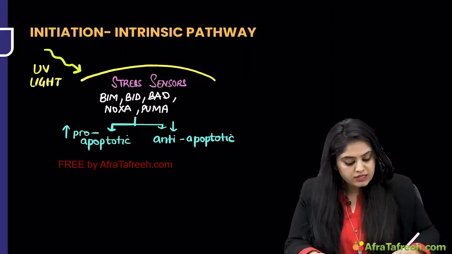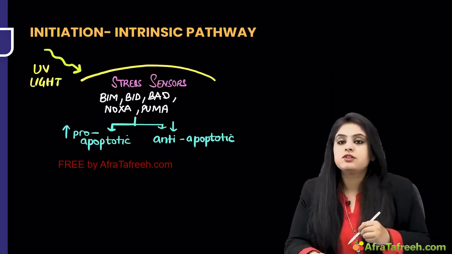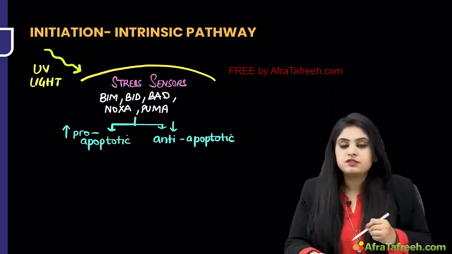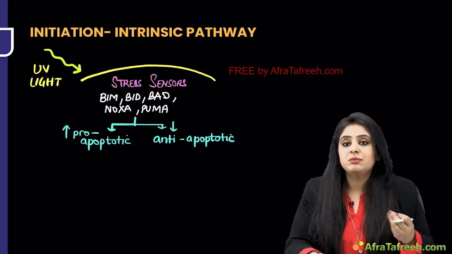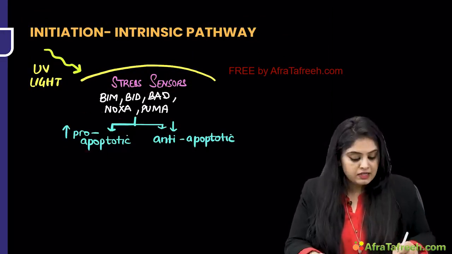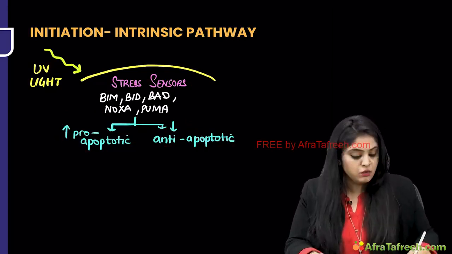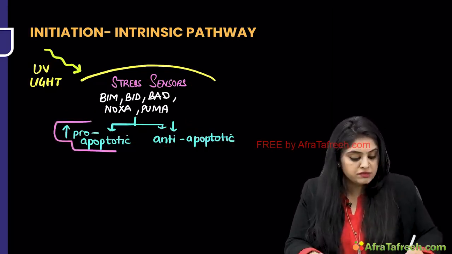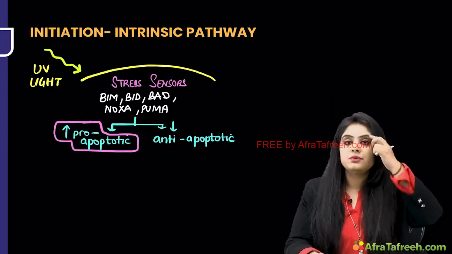Coming back to why I was reading it, have a look at it, guys. What has happened in your body? There has been some element of stress, like an ultraviolet stress. Your alarm clock started ringing. BIM, BID, BAD, NOXA, PUMA, they started ringing. They said increase the pro-apoptotic factors and decrease the anti-apoptotic factors. You want to move towards apoptosis now. How should I carry it out?